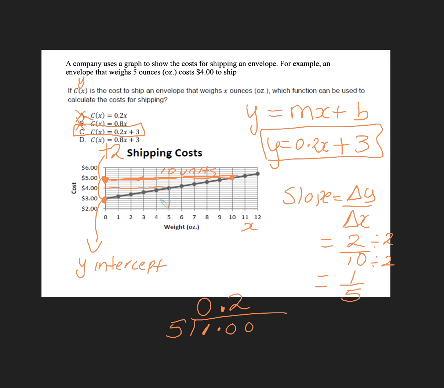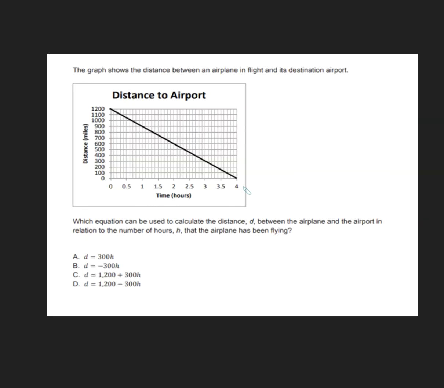So in this problem, we had to actually find the y-intercept. That was the easiest part. And then we had to do some calculations to find the slope. Okay, last problem. This is another line graph.